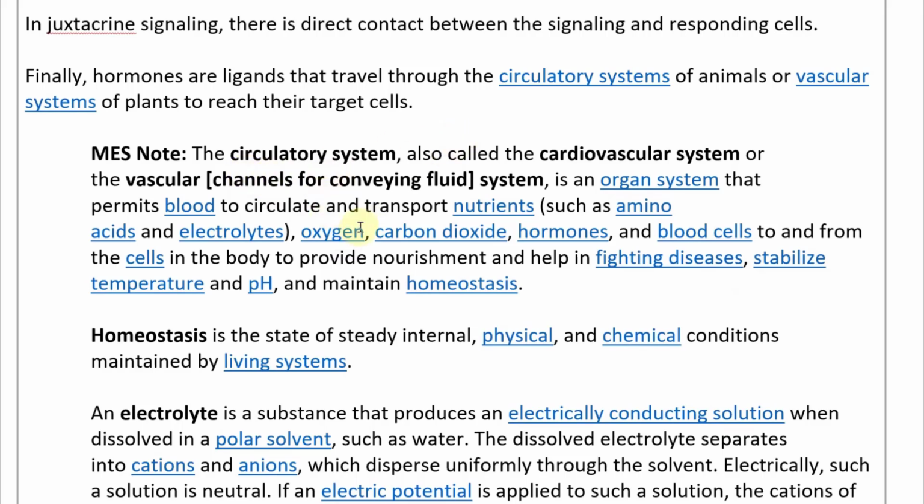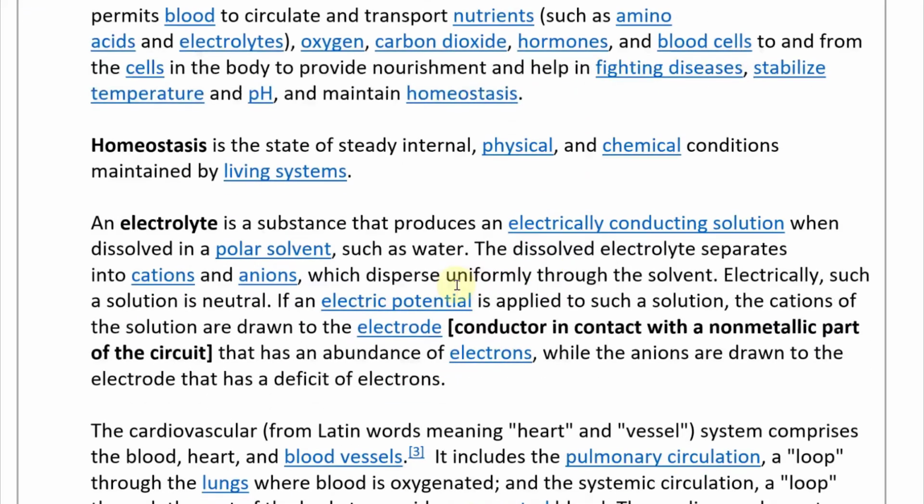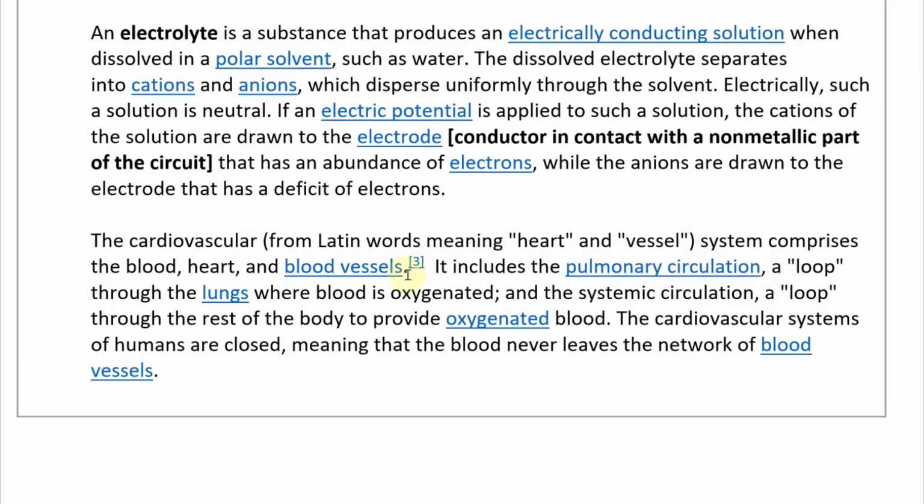So to be more technical, the circulatory system should include the lymphatic system, and to be more specific, the cardiovascular system would be just the blood, heart, and blood vessels.